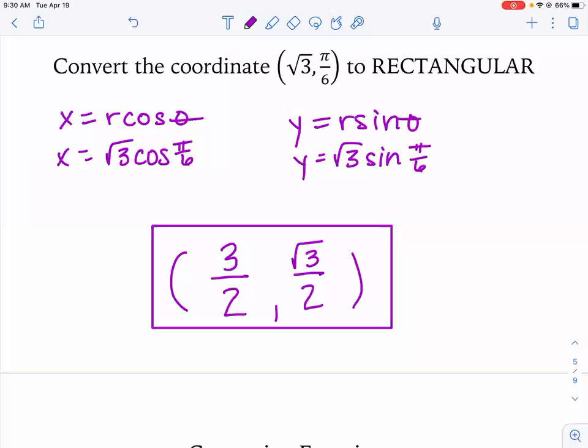Does it make sense that we have a first quadrant coordinate for our answer? Yeah, our angle is pi over 6 and we have a positive r value, so that makes sense. This conversion you have to think less about because the trig is going to take care of whether you should have a positive or a negative answer. You just have to remember where you have positive versus negative sines and cosines.